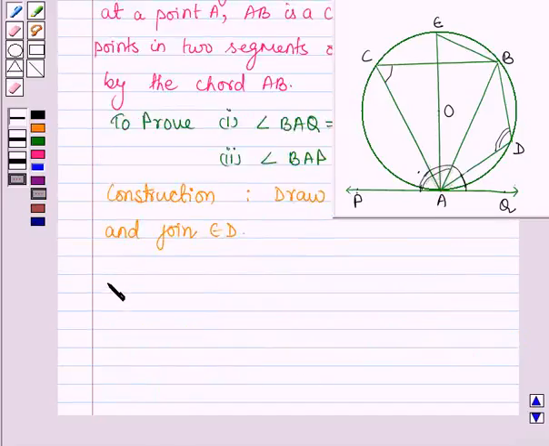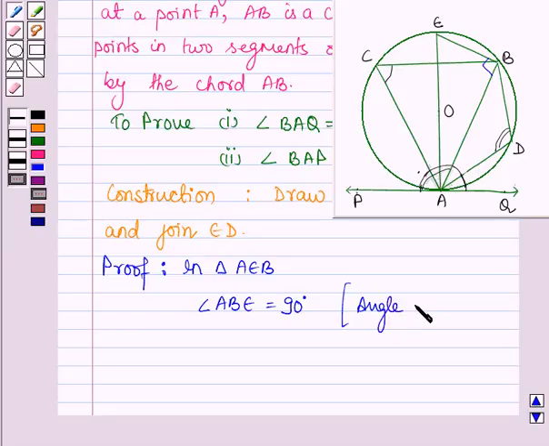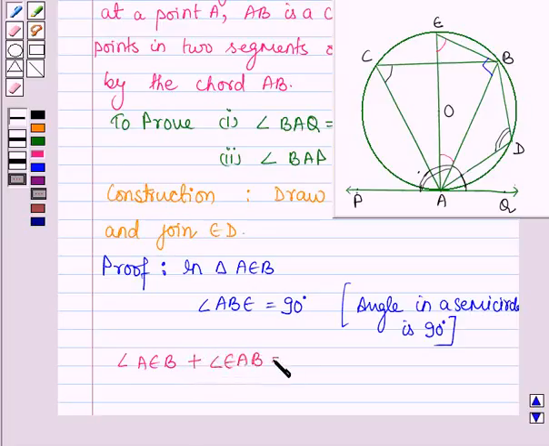Now let us start with the proof. Now in triangle AEB, angle EBA or angle ABE is equal to 90 degrees since the angle in a semicircle is 90 degrees. Therefore, the sum of these two angles will be equal to 90 degrees, since the sum of three angles of a triangle is 180 degrees, and if one angle is 90 degrees, then the sum of the remaining two angles is 90 degrees. So we have angle AEB plus angle EAB is equal to 90 degrees. Let this be equation number 1.